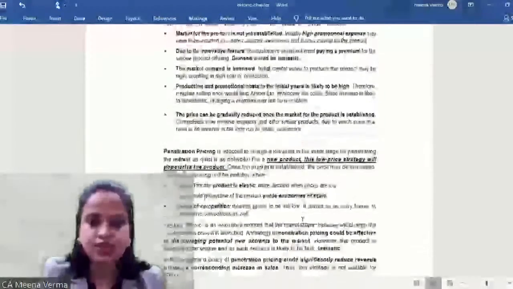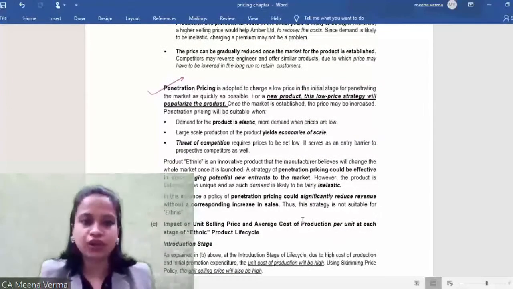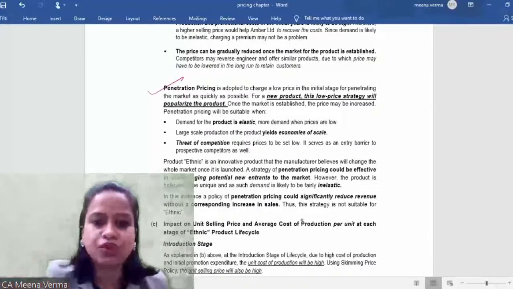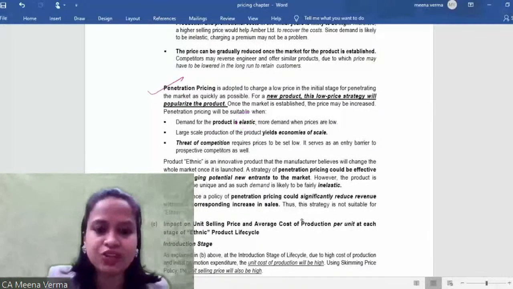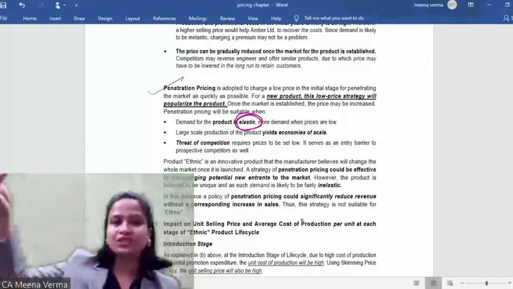ठीक है जी. Now let us see the case where it is following market penetration technique. Always remember, if you want to follow market penetration technique, the market should be of elastic type. Okay, it means if the price increases, demand will decrease.